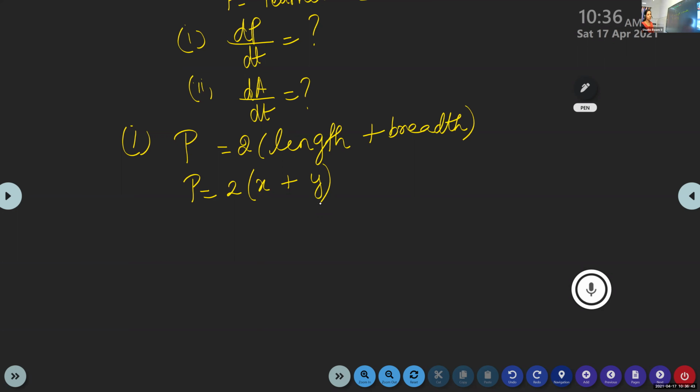Now differentiate. What will you get? With respect to time, dP by dt is equal to 2, it's constant, we can write it as such, 2 into dx by dt plus dy by dt. So apply the values, whether dx by dt is given, dy by dt is given. Substitute it and tell me what is dP by dt.